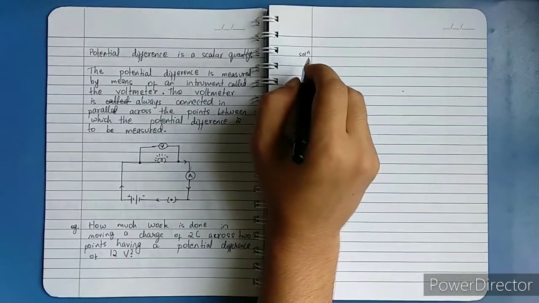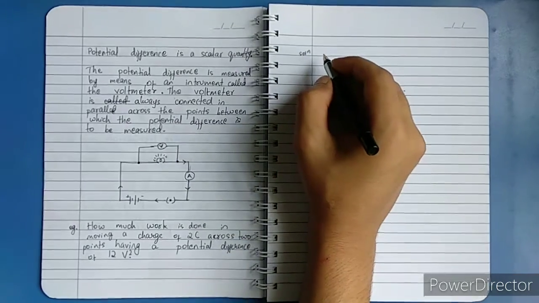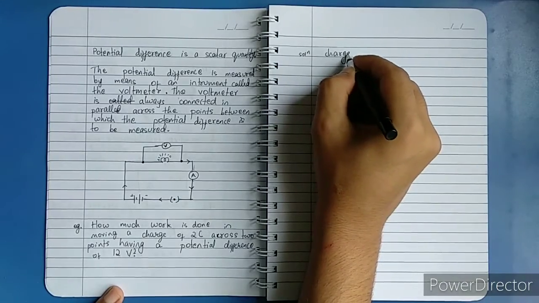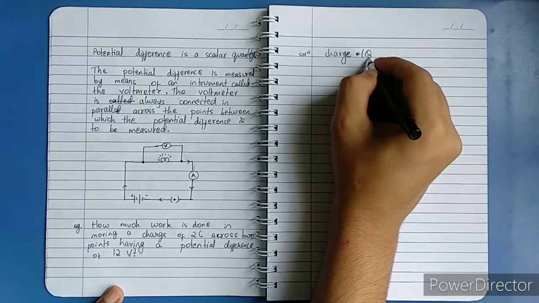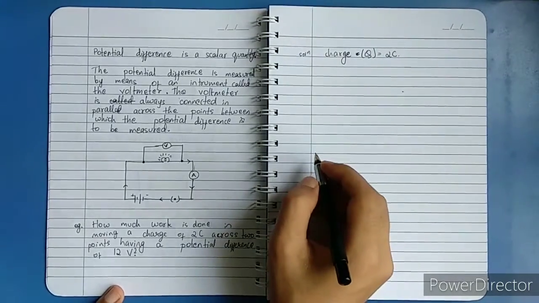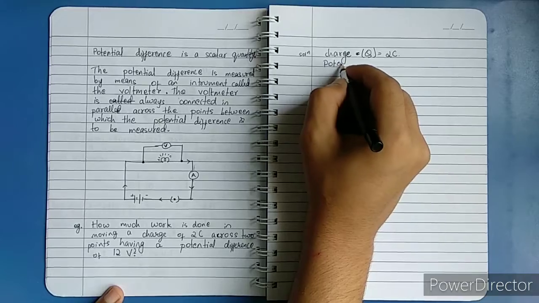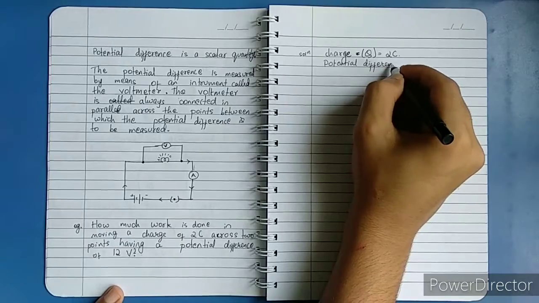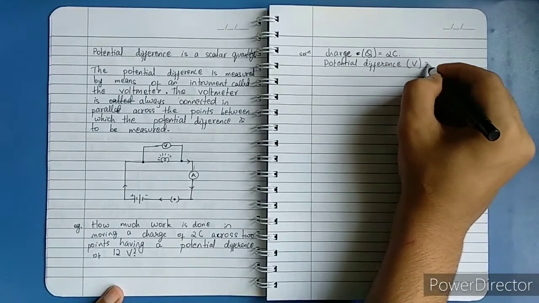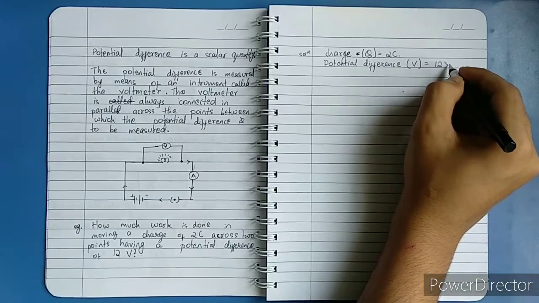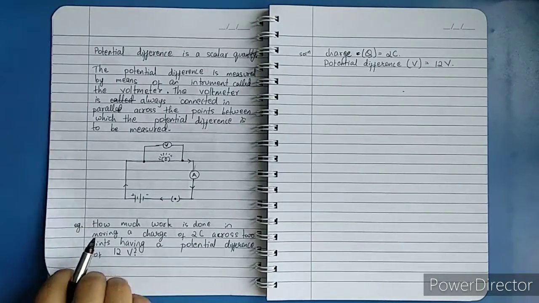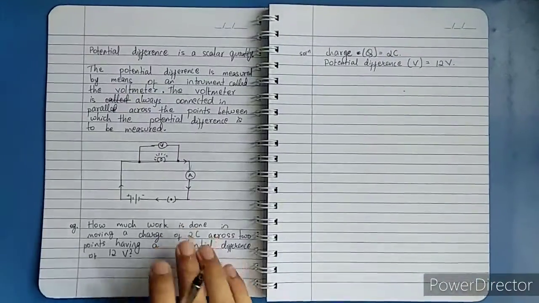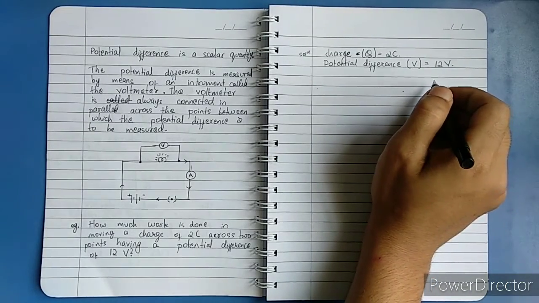So, solution. First we'll write what is given to us. The first thing that is given to us is the charge. So charge, say Q, is equal to 2 coulomb, and potential difference V given to us is 12 volt. The SI unit of potential difference is volt. Volt is also denoted by capital V itself. So potential difference V is 12 volt.